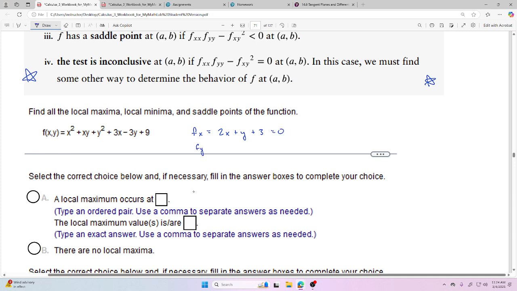Perfect. And for my y? X plus 2y minus 3. Both of those need to be equal to 0. How would you solve for x and y here? Yeah, matrix. Exactly right, matrix. 2, 1, oh, but you have to set it equal to that, so it'd be a negative 3. 1, 2, positive 3. RREF, you're good to go.